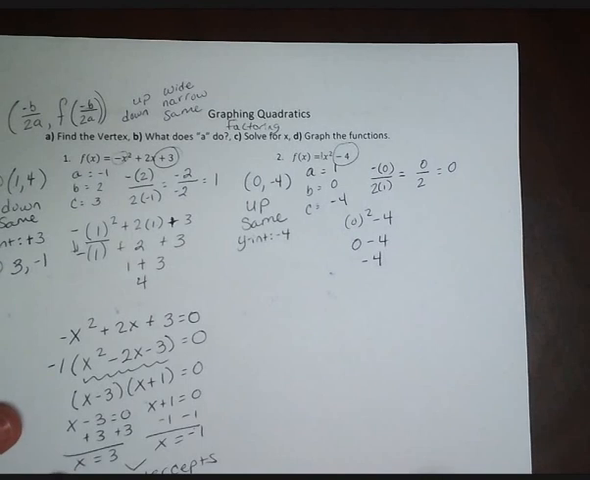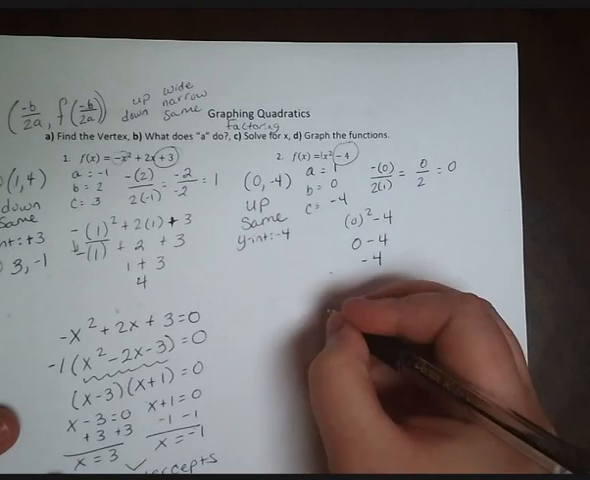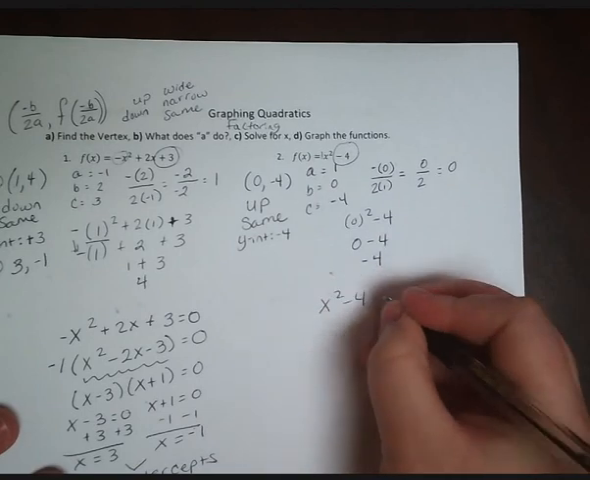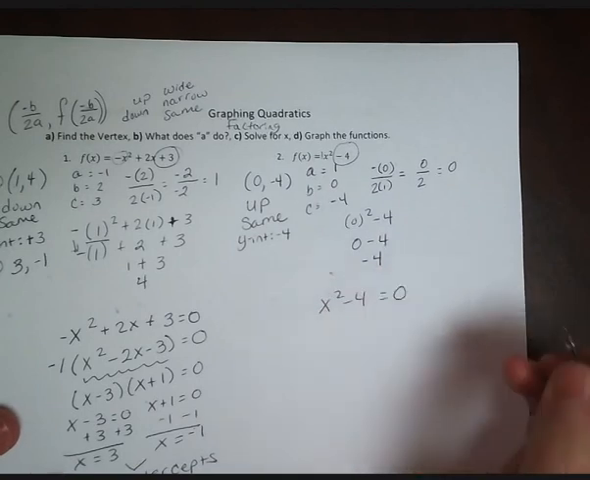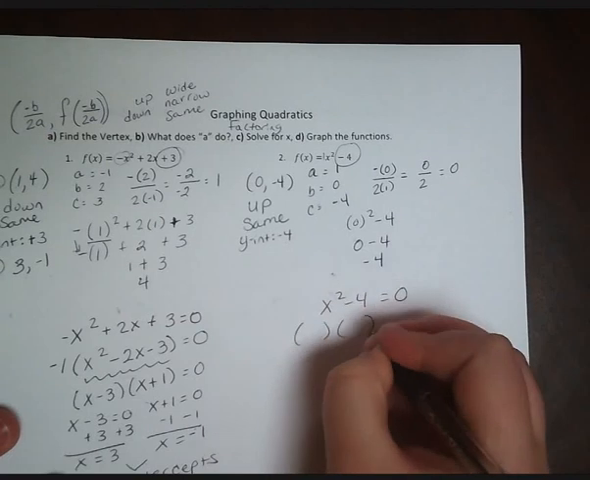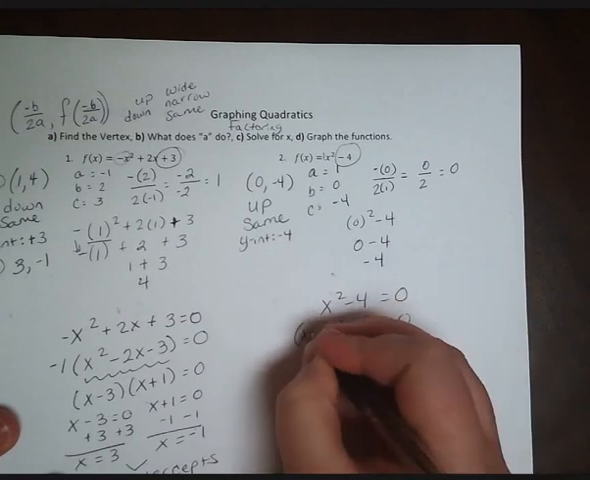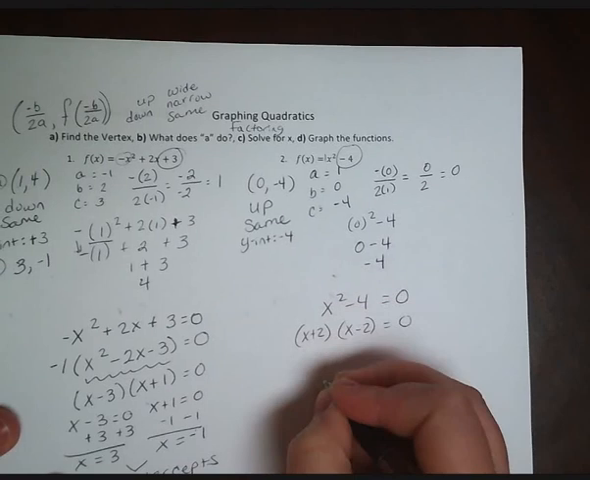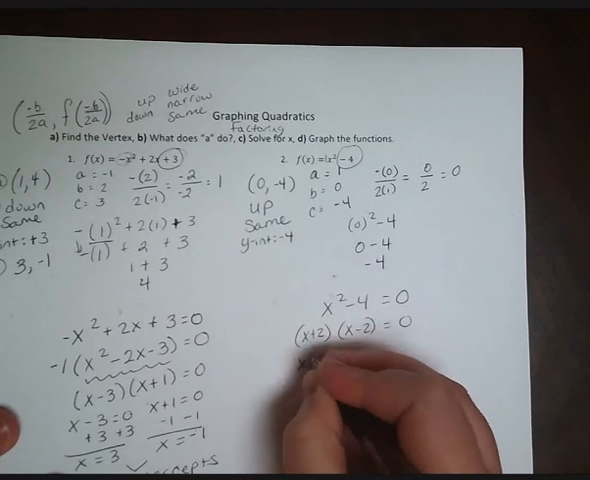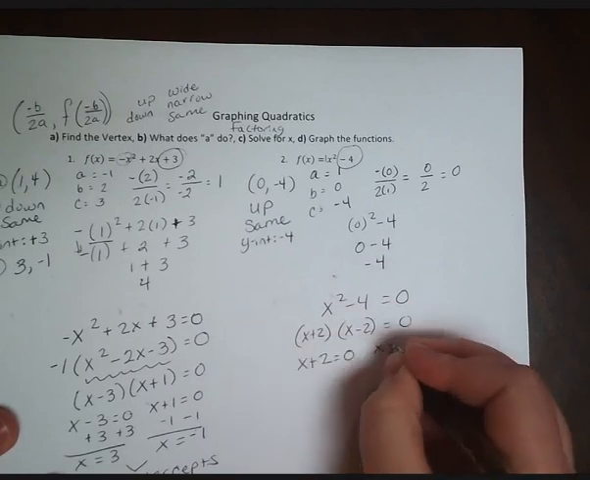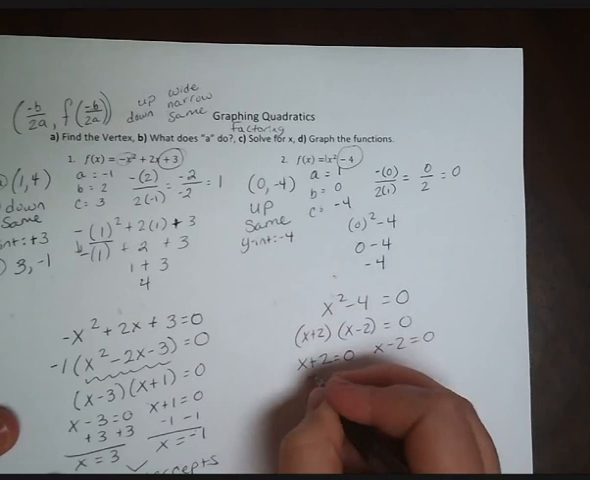And then they want us to solve for x. So to do the solutions, we would take our x squared minus 4, set it equal to 0, factor it. This is our difference of squares. And then set them both equal to 0 and solve.